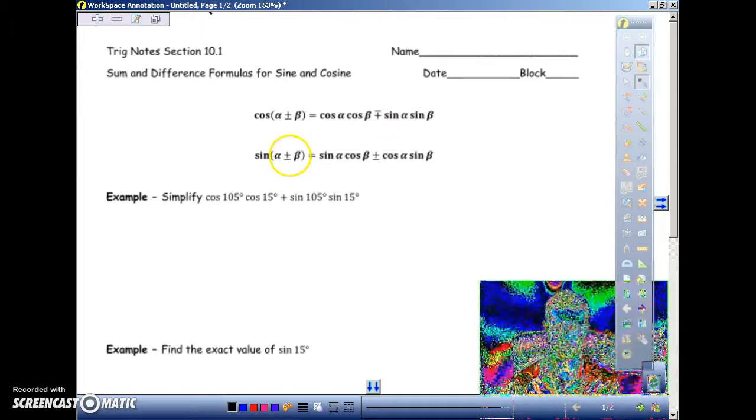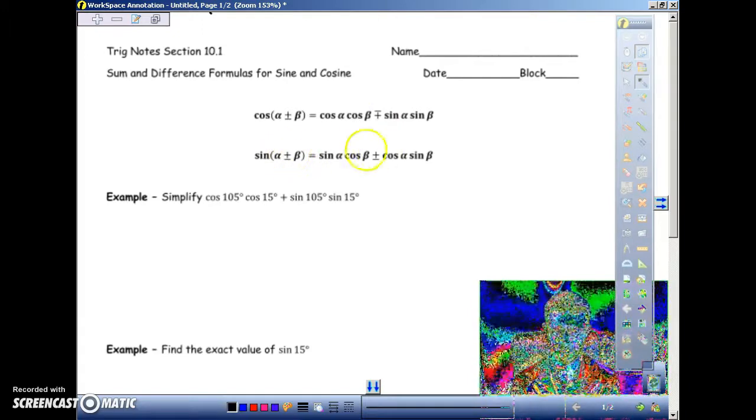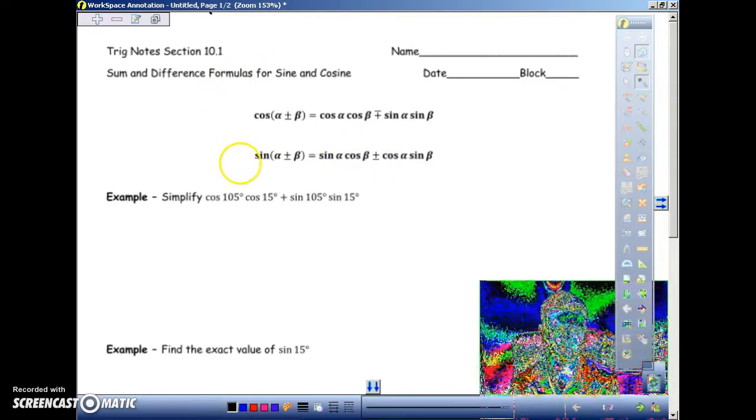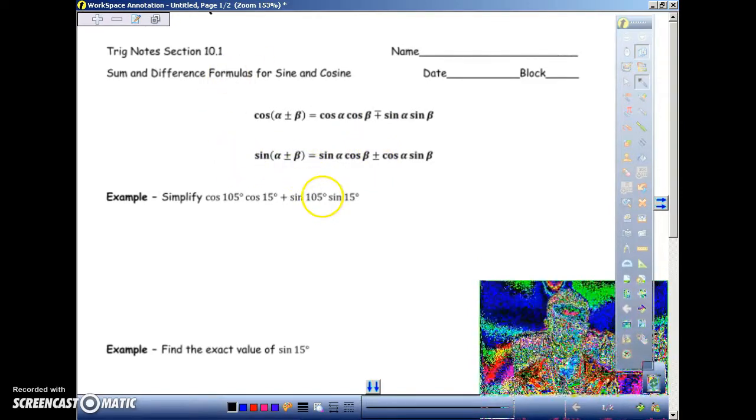The sine one is a little bit easier to remember because plus always matches up with plus and the minus always matches up with minus. So what we're going to do is we got to be able to use this in both directions.